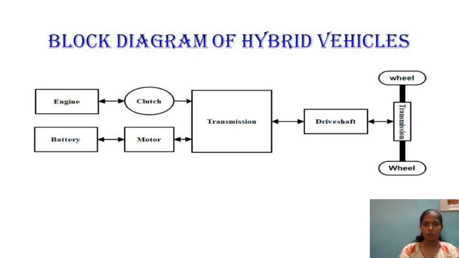Here is the block diagram of a hybrid vehicle. The transmission is connected to the wheels and is connected to the battery and transmission. The transmission is connected to a motor and a clutch. The motor is connected to a battery and the clutch is connected to an engine.